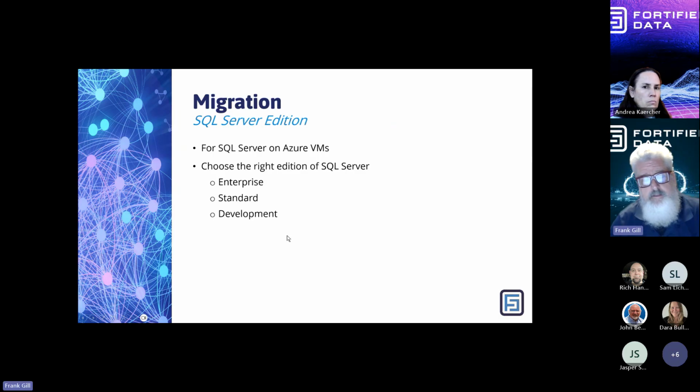Something else to think about in terms of reducing cost specifically for SQL Server on Azure VMs is to make sure that you're using the right edition of SQL Server. So the three I've got flagged here are Enterprise, Standard, and Development. If you aren't familiar, Enterprise is sort of the full suite of SQL Server features. Standard has some restrictions on the things that you can do. As new versions of SQL Server have released, the number of features that are not available in Standard has dropped.